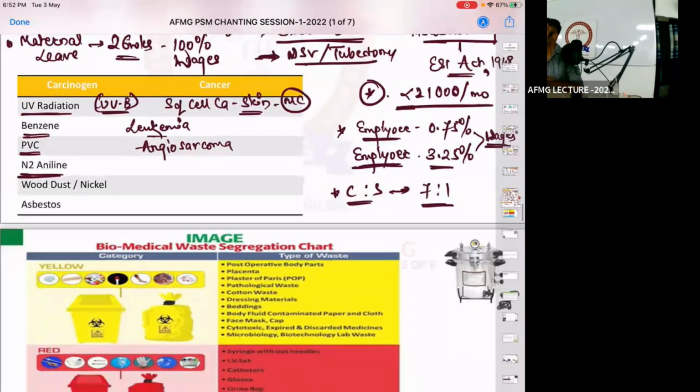Nitrogen, aniline or benzene causes. Benzene causes leukemia. Nitrogen or aniline causes bladder cancer.